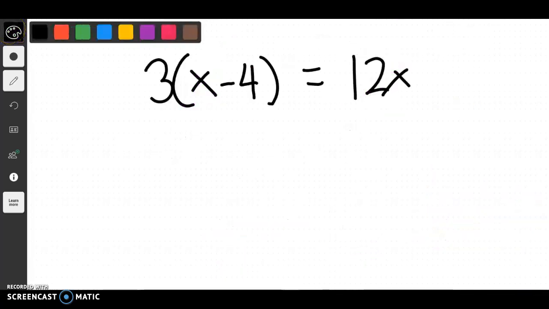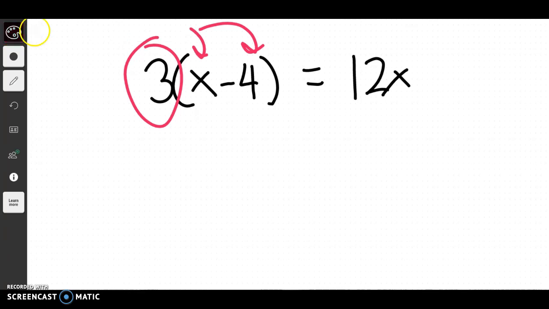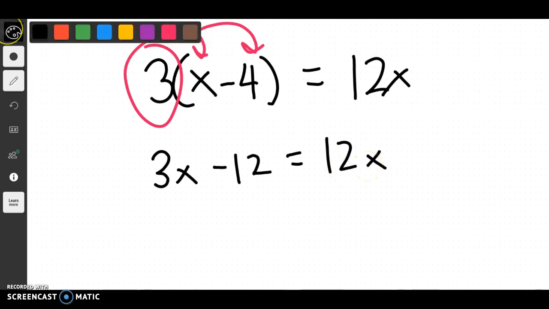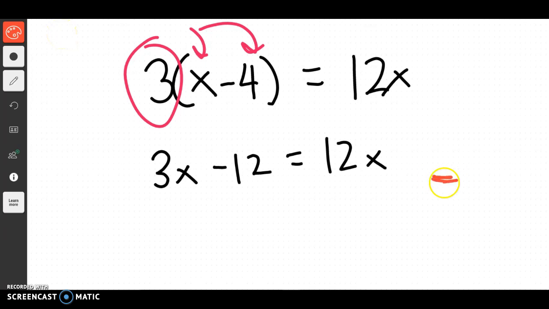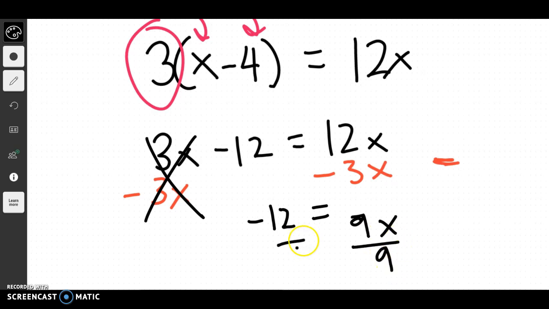In this one, we first have to deal with this distributive property. So we're going to distribute this to both things. And I'm going to get 3x minus 12 is equal to 12x. The next thing we are going to do is move the x's together. Because there's no numbers over here, it makes more sense to move this 3x. So we'll do a negative 3x, because those will cancel, leaving negative 12 is equal to 9x. We'll divide by 9, divide by 9.